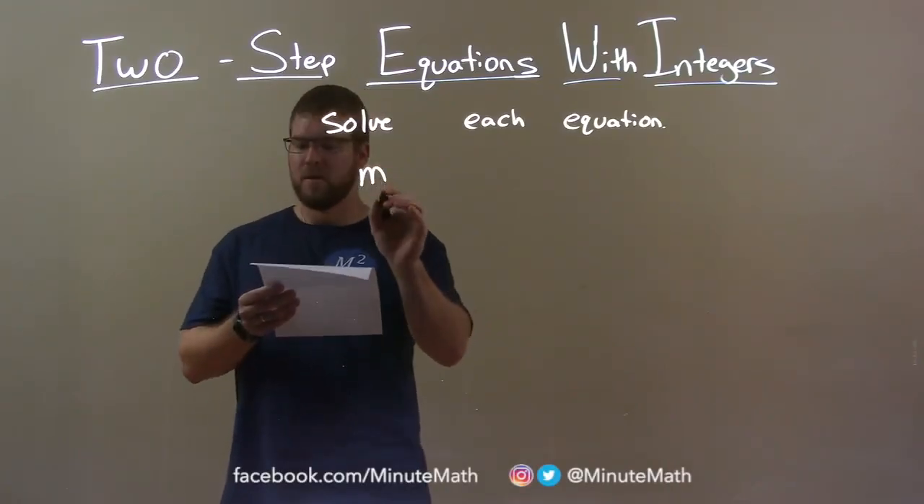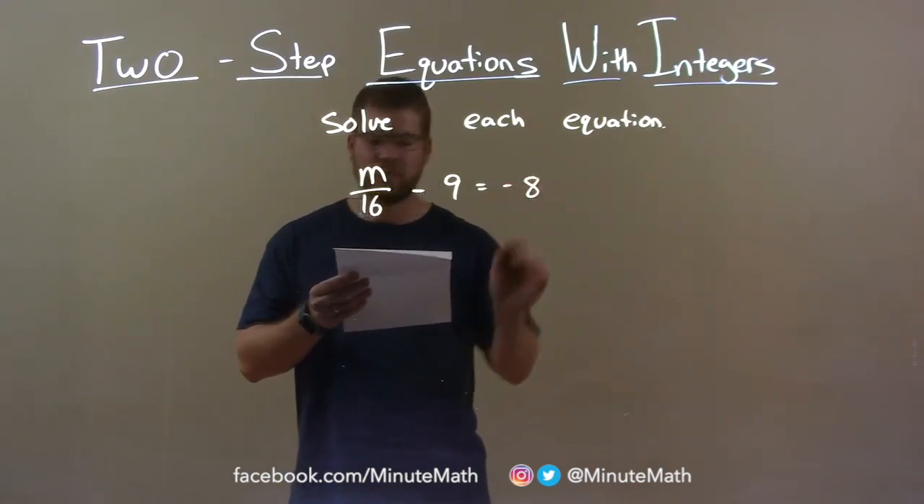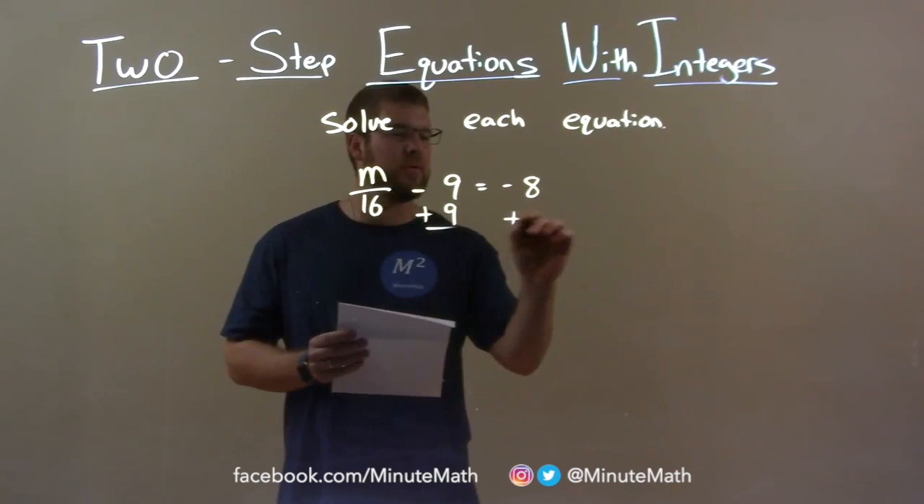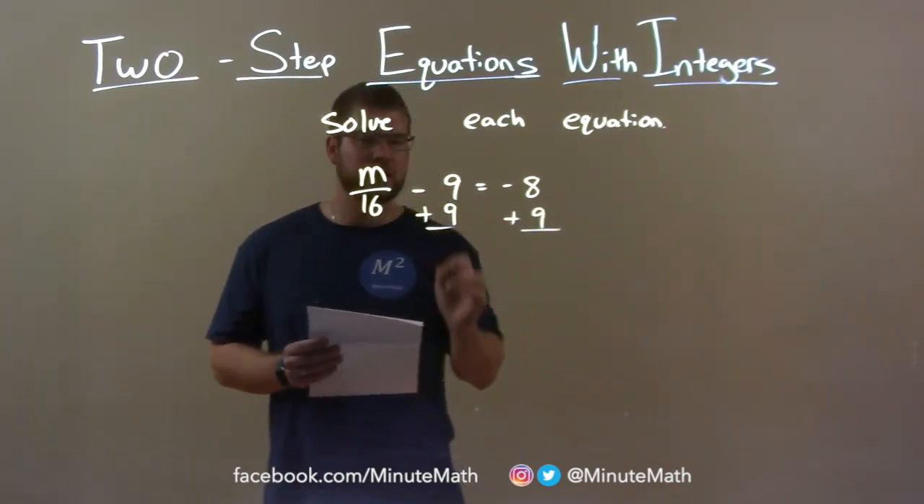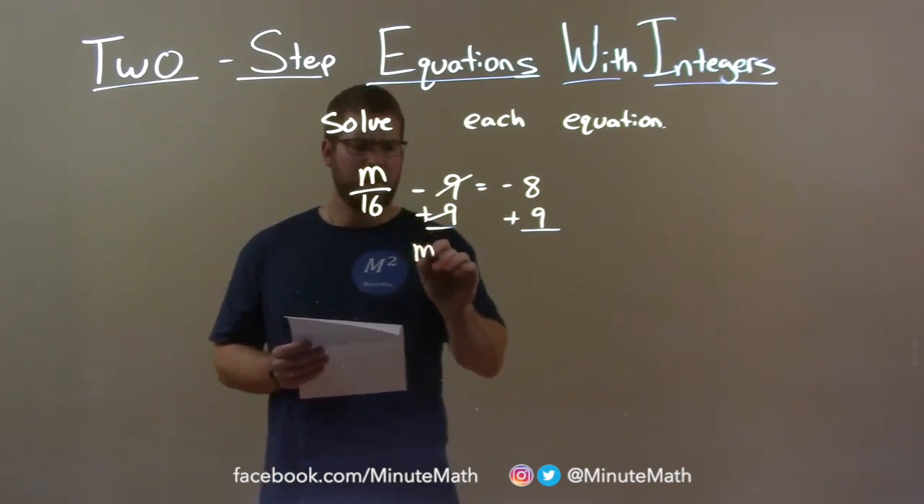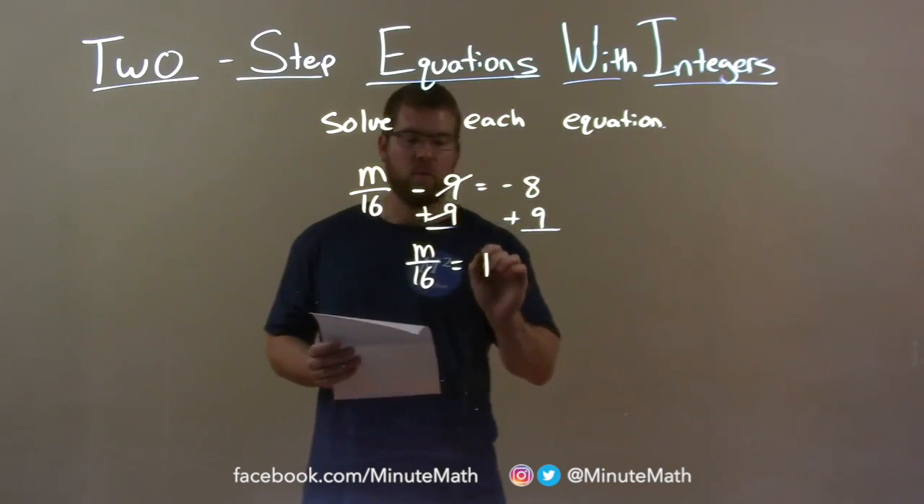m over 16 minus 9 equals a negative 8. First thing I want to do is add a 9 to both sides. Since we're subtracting by 9, the opposite is adding by 9. 9's eliminate, we're left with m over 16 on the left here. Negative 8 plus 9 is a positive 1 on the right.